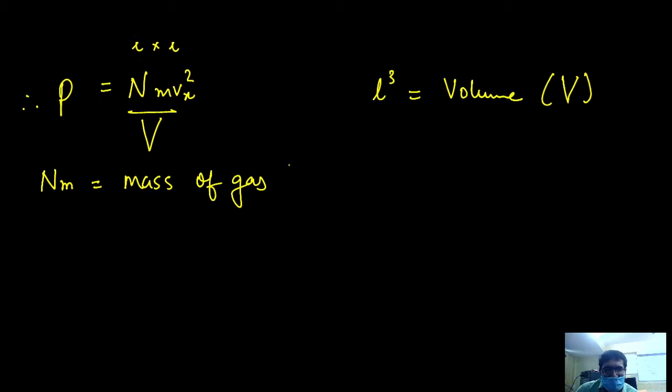This we are going to write as capital M. N is number of molecules, written at the start. So capital N into small m is mass of gas, right? So you can write the same equation as follows.